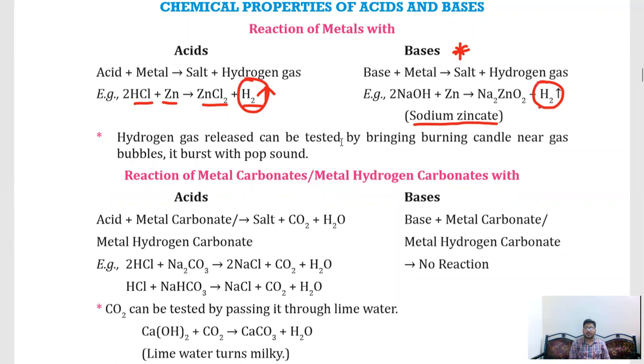When hydrogen gas is released, it can be tested. How can it be tested? By bringing a burning candle or burning splinter near the gas, such that it bursts with a pop sound. So if you take that hydrogen gas and bring a burning splinter or matchstick near it, it will burst with some sound. That is the indication for hydrogen gas.